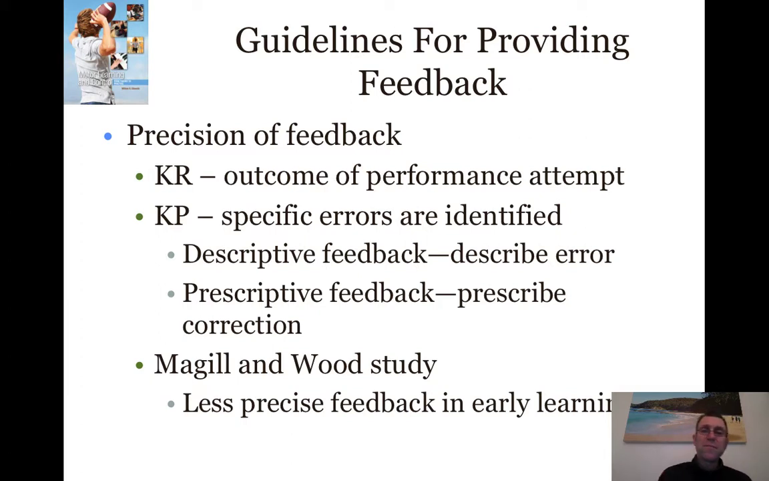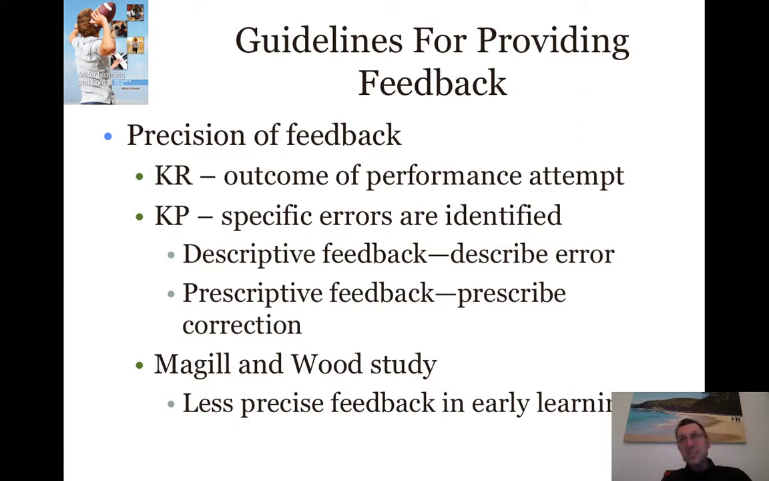So that's precision of feedback. Now the knowledge of results and knowledge of performance, the application of them, right? Knowledge of results, we're just providing the outcome of a performance attempt. Knowledge of performance, we're identifying specific errors, and it can be more useful in the precision of feedback. Within the knowledge of performance, we can provide descriptive feedback, which describes the error.